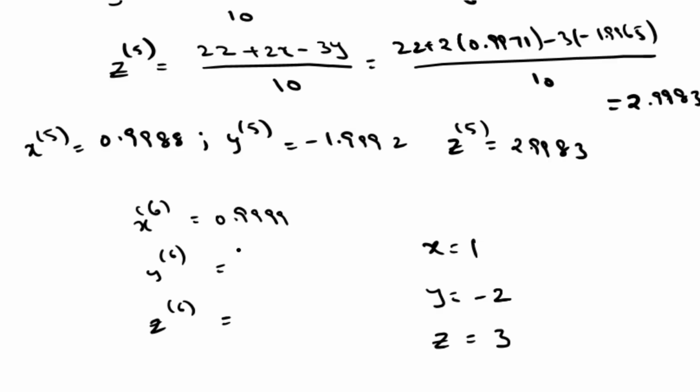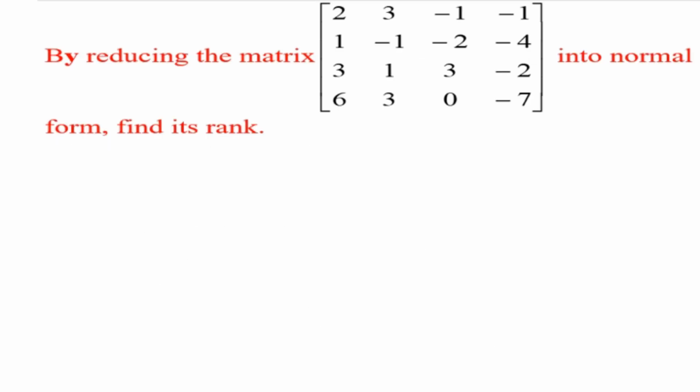0.9999, where Y is equal to -1.9999, and Z is equal to 2.9999. By reducing the matrix 2, 3, -1, -1, 1, -1, -2, -4, 3, 1, 3, -2, 6, 3, 0, -7 into normal form, find its rank.